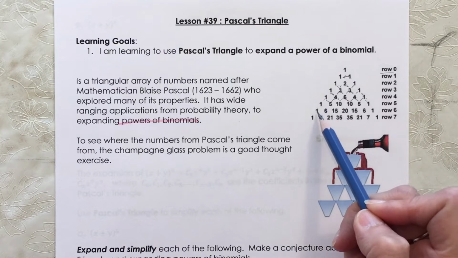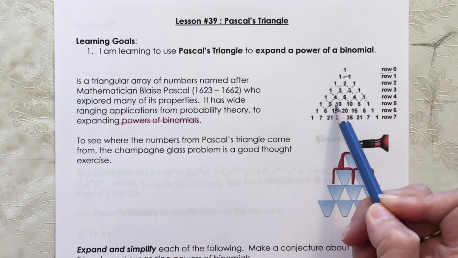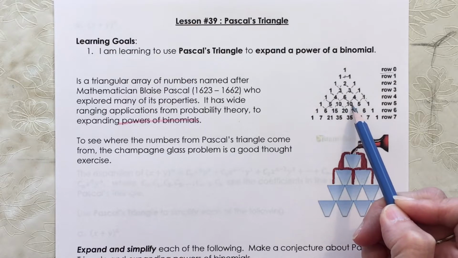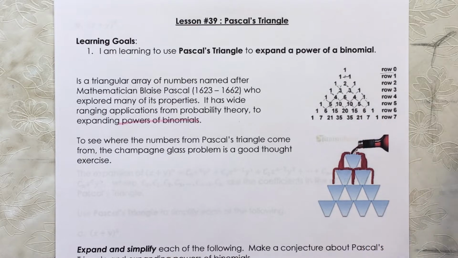For row 6, it starts with a 1. 1 plus 5 gives you 6. 5 plus 10 is 15. 10 and 10 is 20. 10 and 5 is 15. 5 and 1 is 6, and it ends in a 1.